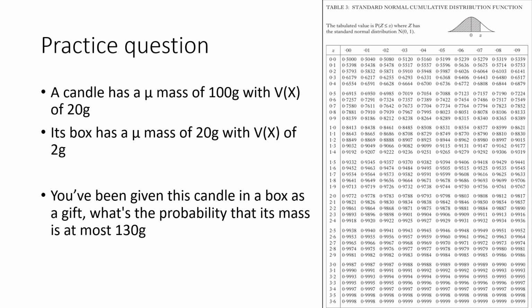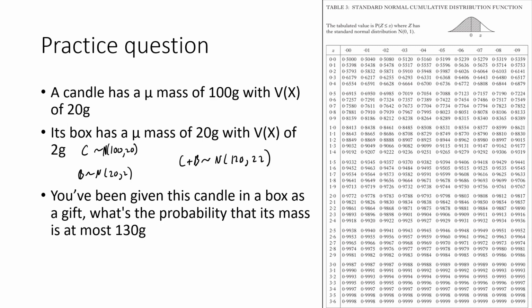A candle has an average mass of 100 grams with variance of 20. Its box has an average mass of 20 grams with a variance of 2 grams. You've been given this candle in a box as a gift. What's the probability that its mass is at most 130? The first thing first, we combine the two normal distributions. The candle being 100 and 20, and then the box being 20 and 2. So C plus B gives us, it's not an equal sign, it's this sign, which is 120 and 22.